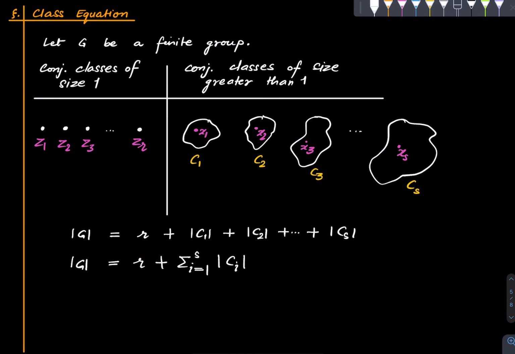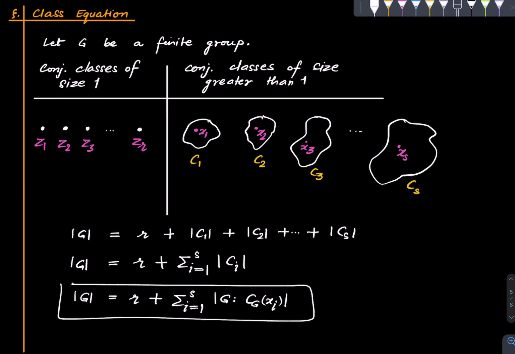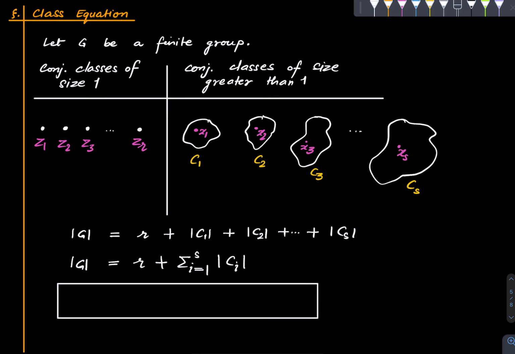And what is the size of Ci? The size of Ci is the size of the orbit of Xi. This is by what we saw in the previous page. The stabilizer of Xi is the centralizer of Xi. So this is, by the orbit stabilizer theorem, equal to this much. And this is called the class equation.